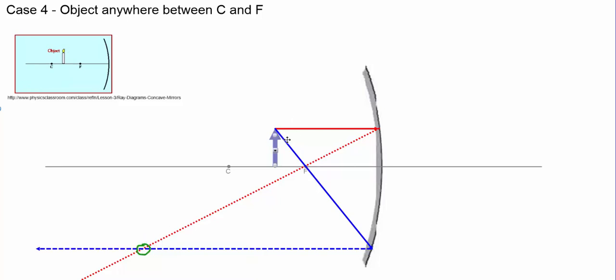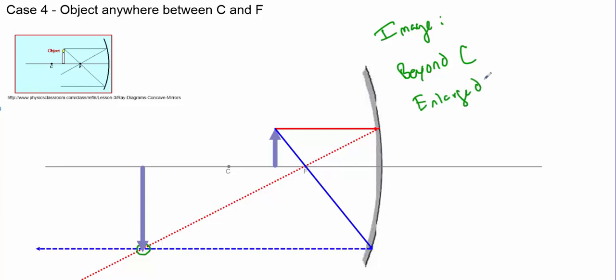And so if I were to take my arrow, flip it so its head is straight down here, we're going to find out that, as you probably were expecting, as that object approached F, the image got further and further away, and it got bigger and bigger and bigger. So the image is beyond C. It is enlarged, so its magnification will be greater than 1. It is inverted still, and it's still real because it is, once again, in front of the mirror.